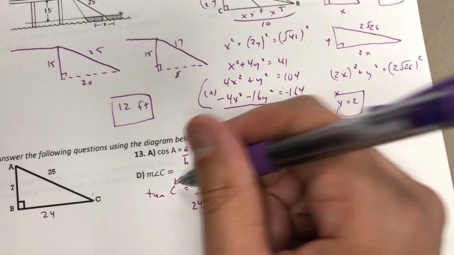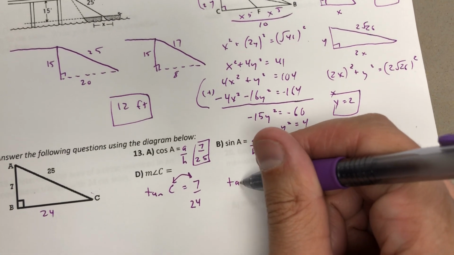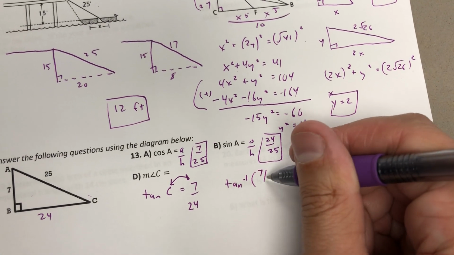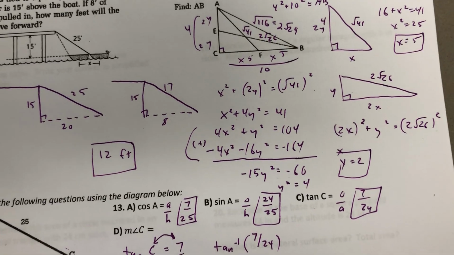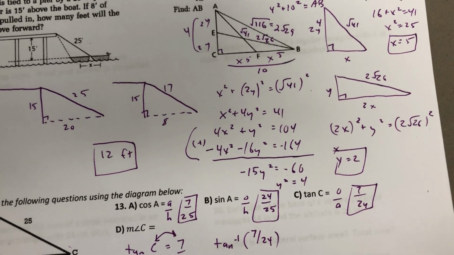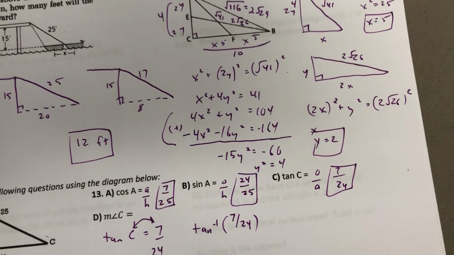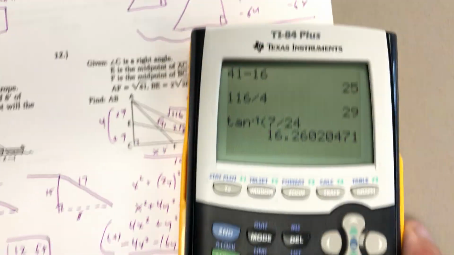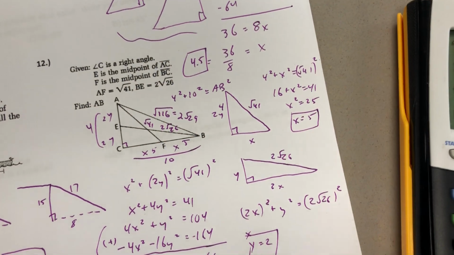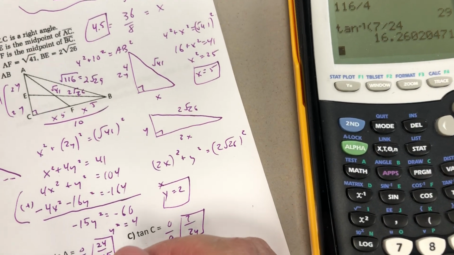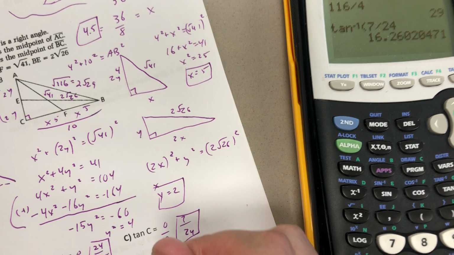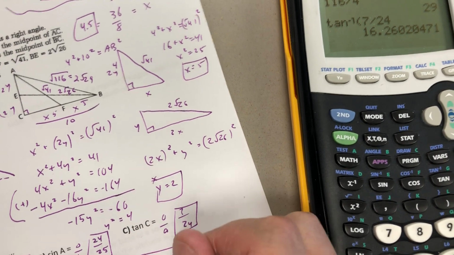And remember, I can use an inverse trig function to switch the input and the output, also called the arctangent. And make sure your calculator is in degree mode. And we can type that in here. And that's going to be about 16.260 degrees.